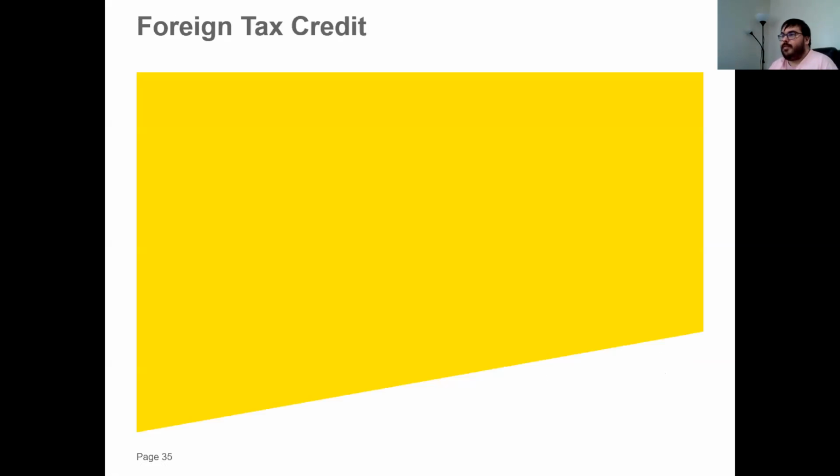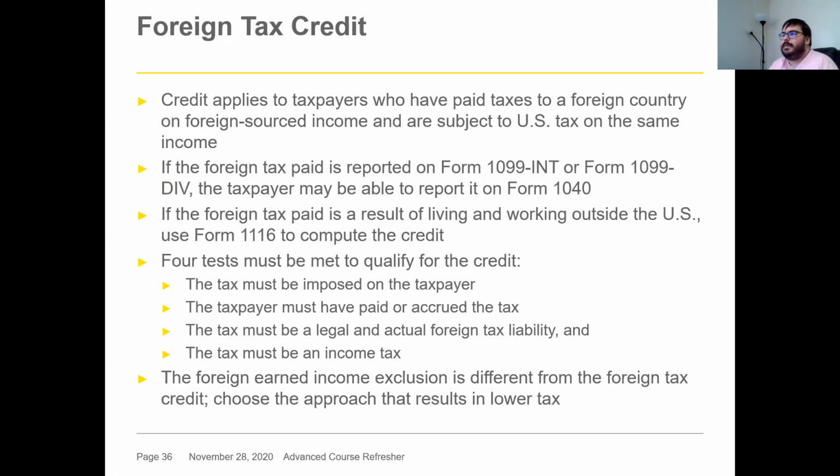All right, foreign tax credit. It's also very limited in scope for VITA. The only point I really wanted to make is that this is basically a credit. If you pay taxes to a foreign country for foreign source income, and you are reporting the income in the U.S. as well, you get a credit for the amount of tax you already paid.